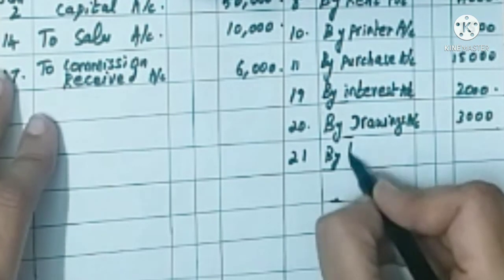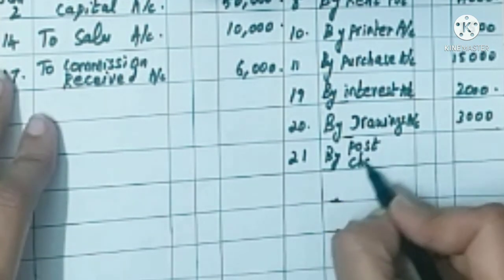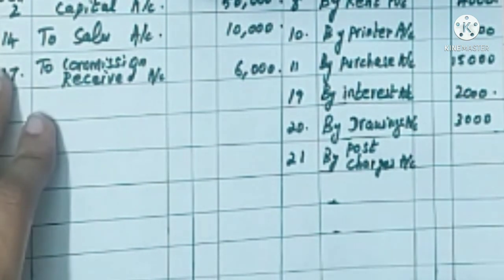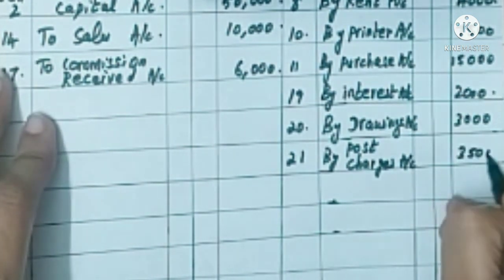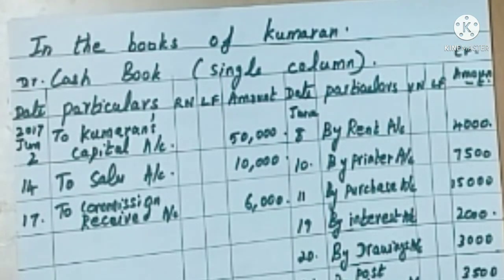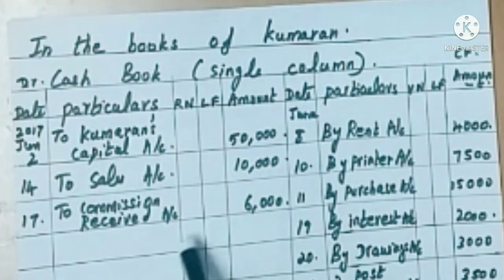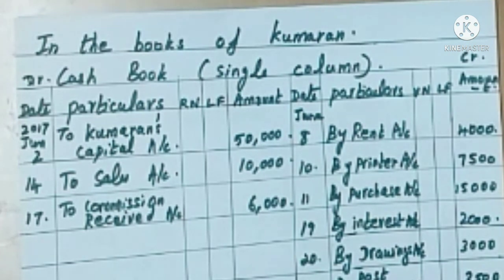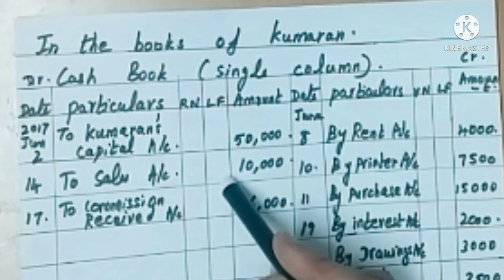By post charges account, amount is rupees 3500. Now we have entered all the entries in the cash book. Now what we should do? We should total on the debit side and total on the credit side. So let's see what is the total on debit side first.